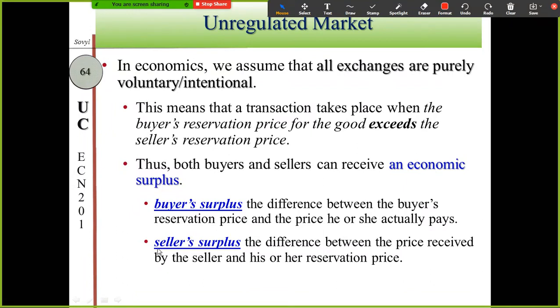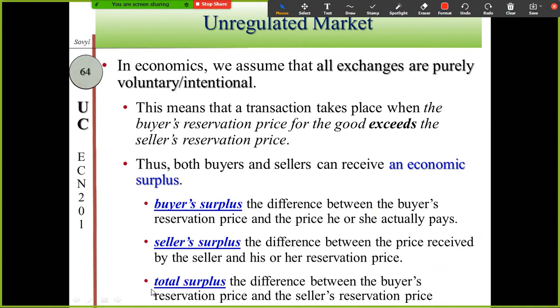Seller surplus is the difference between the price received by the seller and his or her reservation price. The price received by the seller depends on the market price. If the market price is $2, the seller will receive $2, and the difference is with his or her seller reservation price. So what is seller reservation price? What is buyer reservation price?